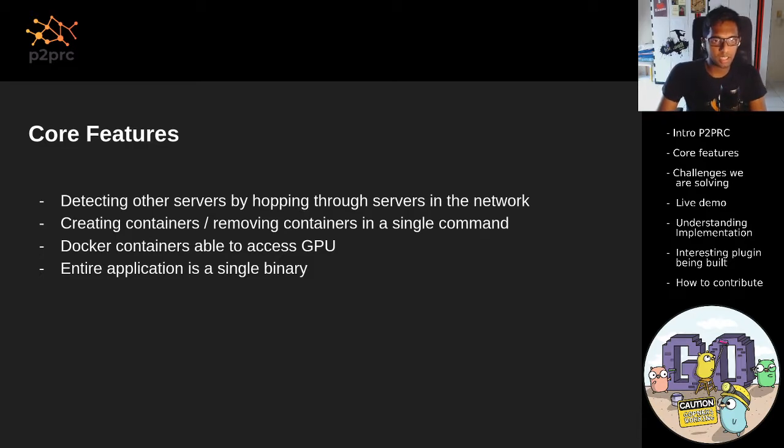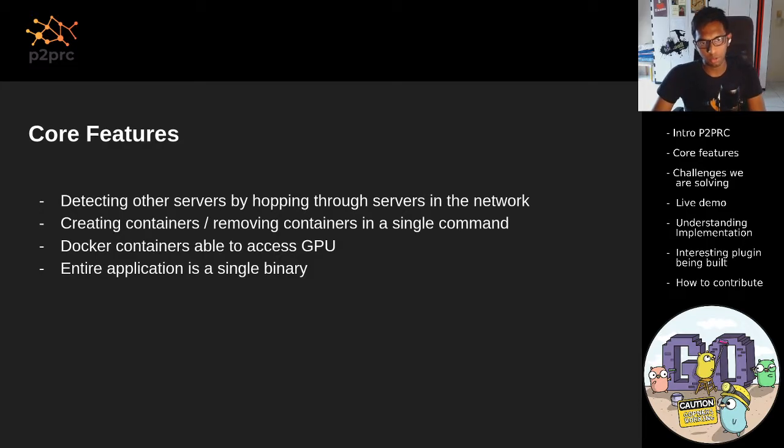That comes to my second point, which is creating containers and removing containers in a single command. Once you know information about a server, like the server's IP address, you can start a container and then SSH inside the container and start running tasks. To do this, we mostly use Docker. Because we are using Docker, if a server has a GPU, we can do a GPU passthrough to the Docker container itself. So from the container, we can access the machine's GPUs to run some sort of heavy computation.